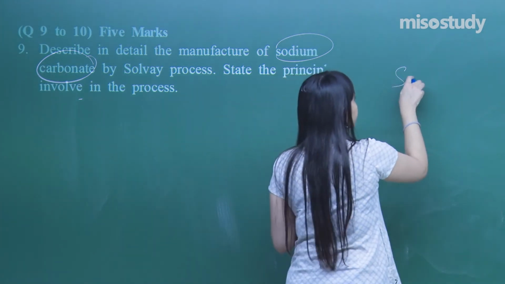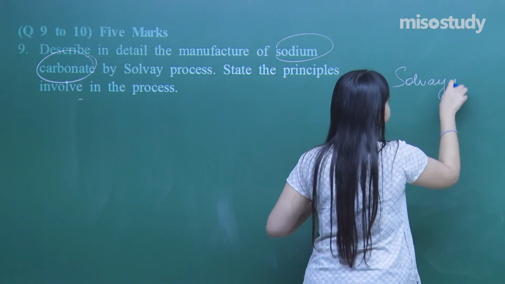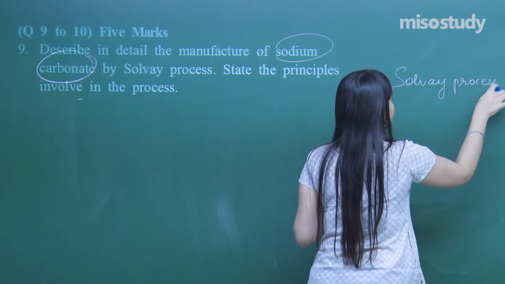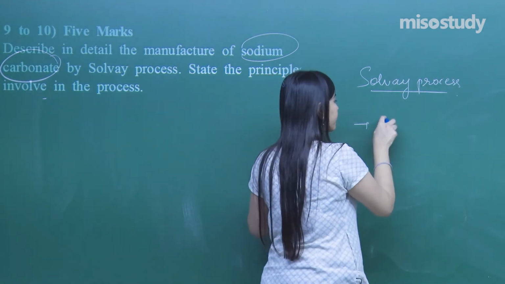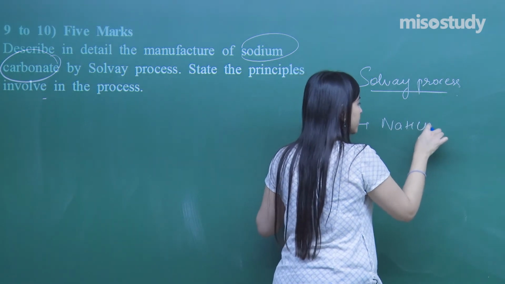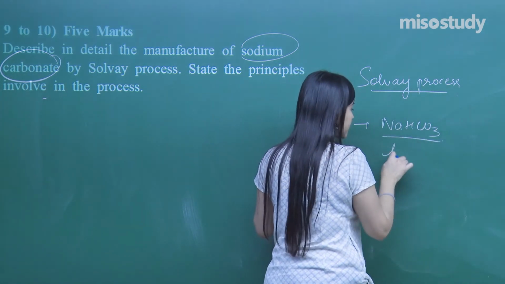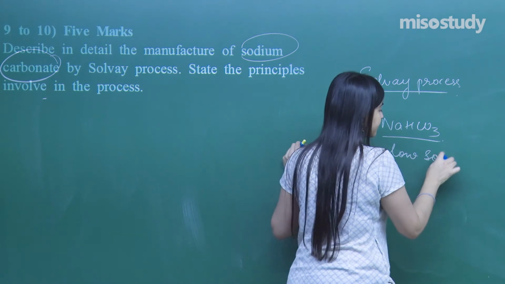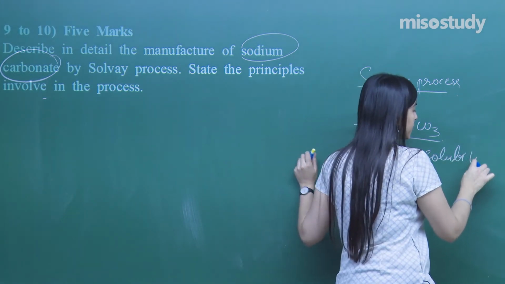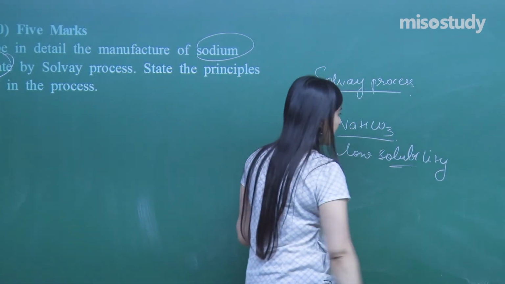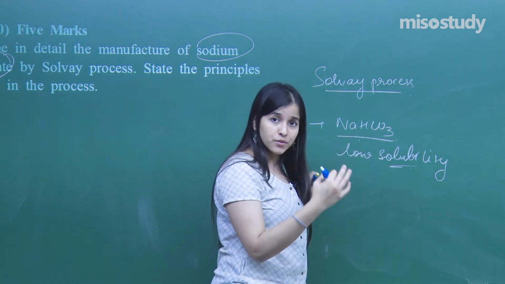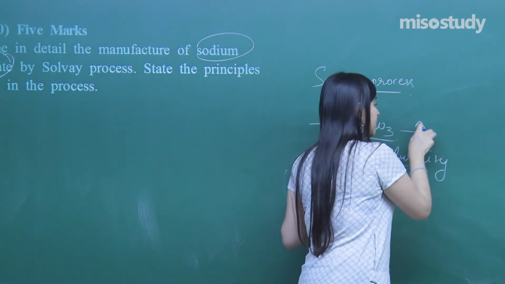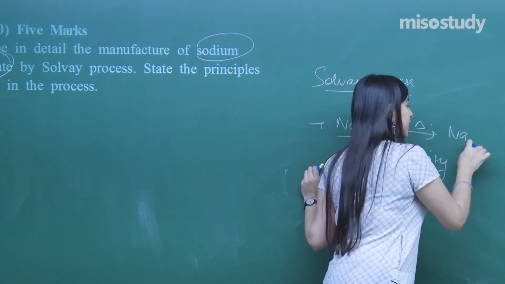So the Solvay process, what is the main thing by which it goes? The main thing is NaHCO3, its low solubility. You remember this? Due to its low solubility, it's obtained as a precipitate, and then it gets converted. Whenever we heat this, it gets converted to Na2CO3 that we need.